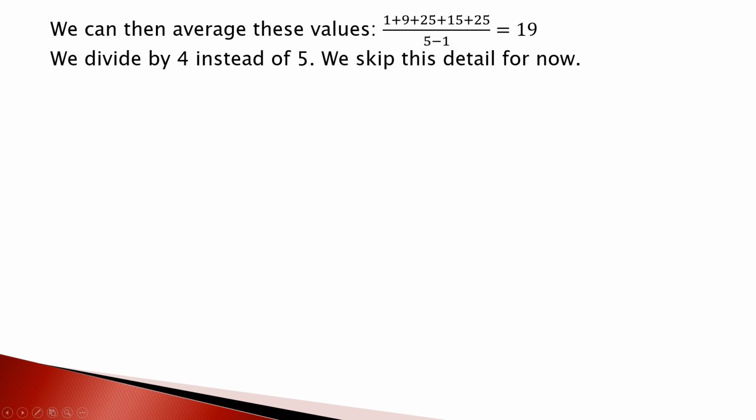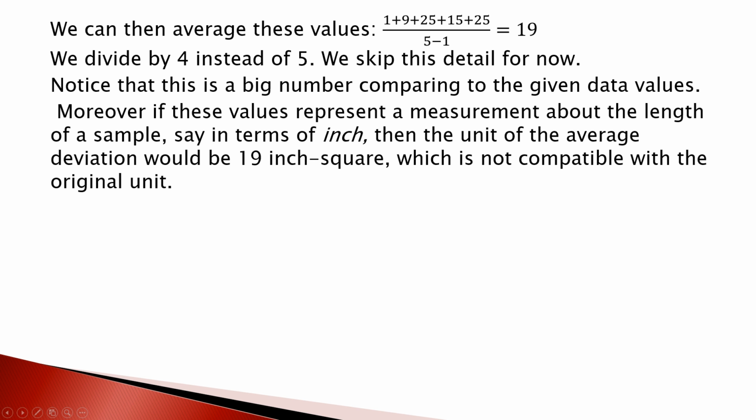We can take this number, 19, and try to interpret the deviation of this data set with 19. But what is the problem? There's a small problem here. Let's say the original values are given in inches, for example. Then that result, 19, would be inch squared, because we square those values and then divide by a scalar. So this is going to be 19 square inch.